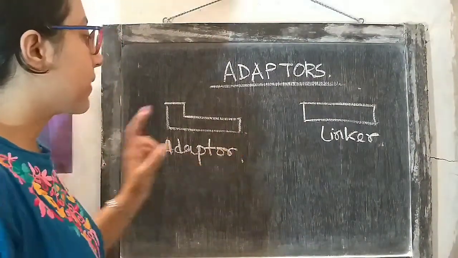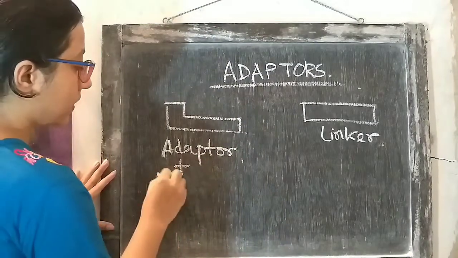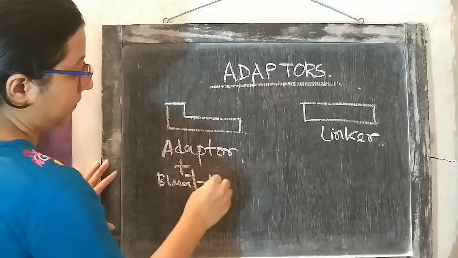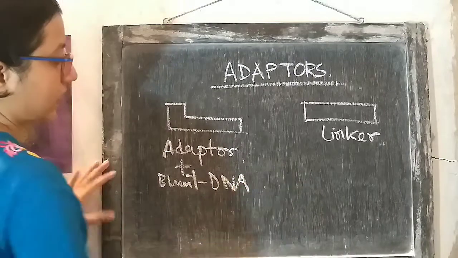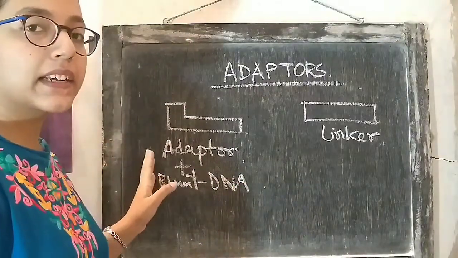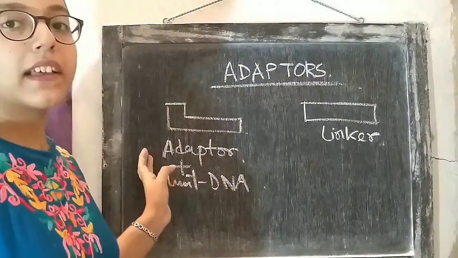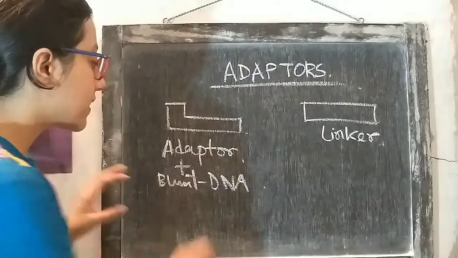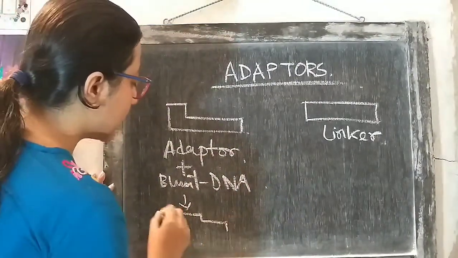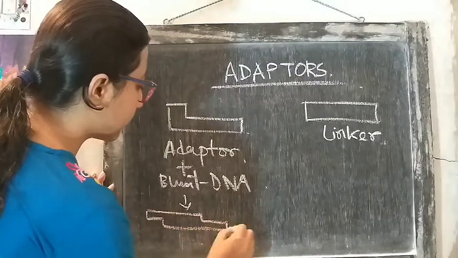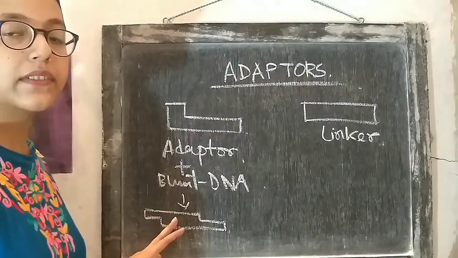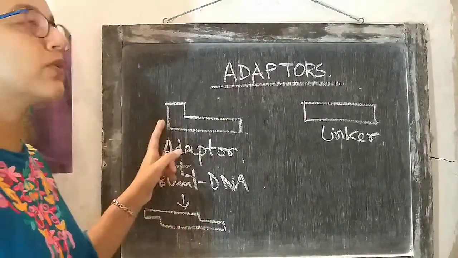So the adapter will be directly ligated with the blunt-ended DNA with the help of DNA ligase, and as a result it will be converted into sticky-ended DNA. So this is how sticky-ended DNA fragments can be generated by the use of adapters.